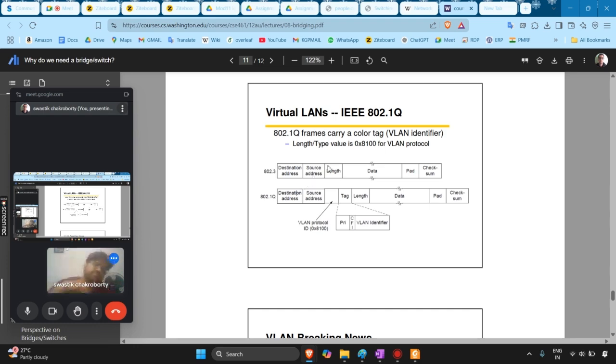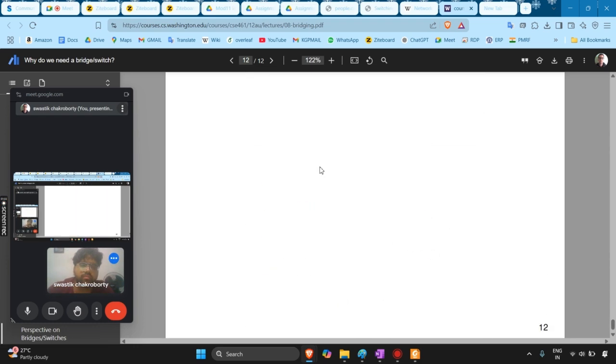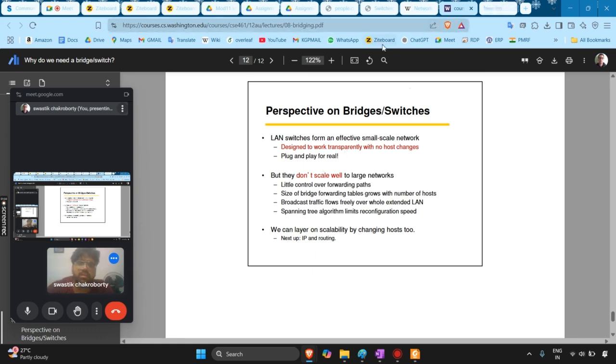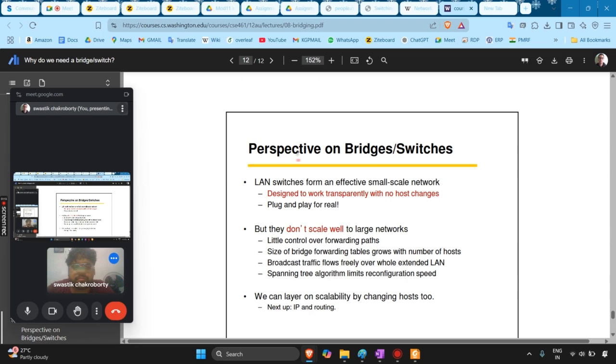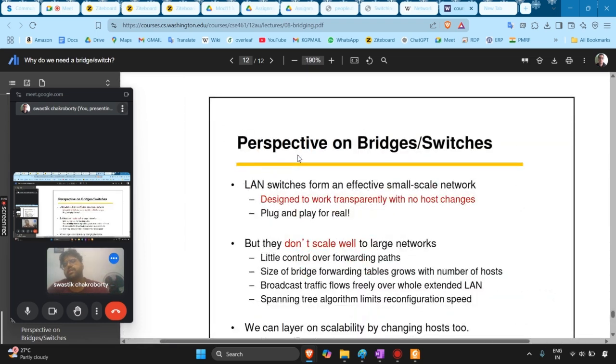Okay, now what are the pros and cons of LAN switches? LAN switches form an effective small scale network. So if you want to increase the range of your network, maybe a simple LAN network is not enough, then you should go for LAN switches. LAN switches are plug and play. They are designed to work as plug and play, but they don't scale well to large networks.